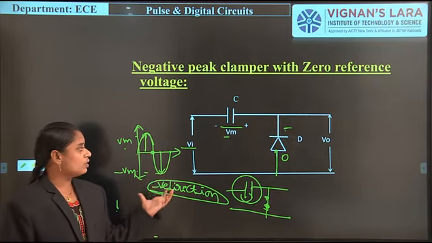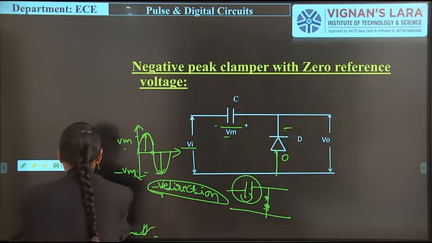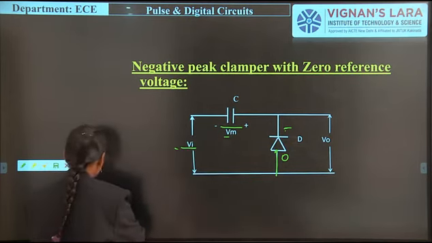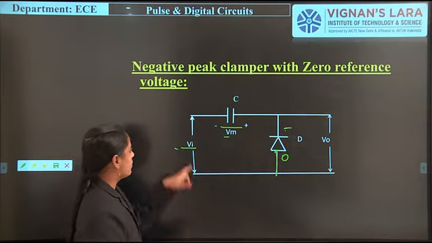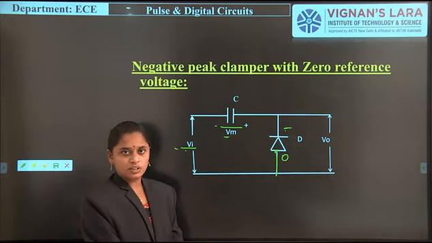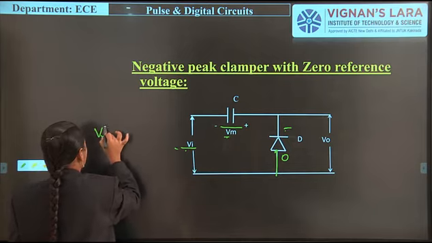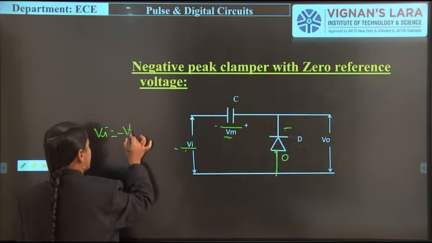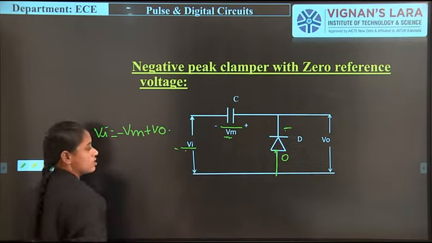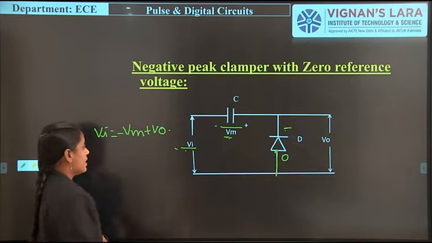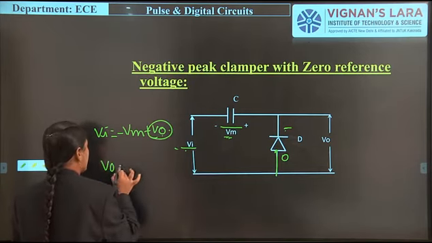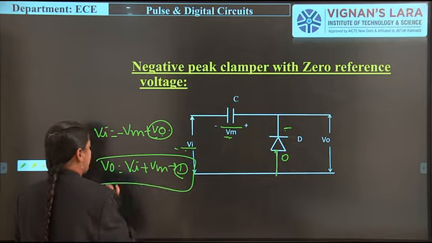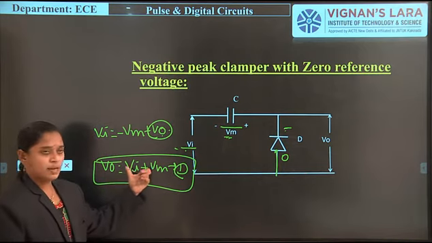And at this time, we have to note the value at steady state condition. What is the steady state condition? We have to observe from this output waveform that Vi is equal to minus Vm and V0 is plus Vm. So this is the steady state condition. First we have to know the value of V0, that is V0 is equal to Vi plus Vm. So this is equation number 1. Why? Because we don't apply any reference signal, that's why V0 is equal to Vi plus Vm.